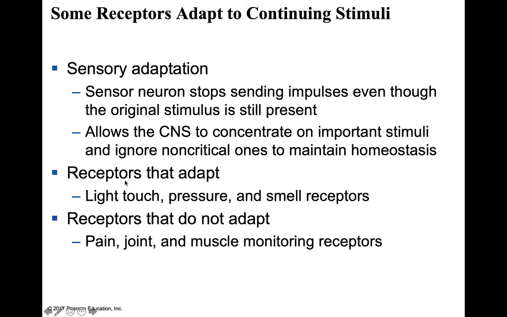Okay, so those are all receptors that will adapt. Now, receptors that do not adapt are going to be pain receptors, joint receptors, and muscle monitoring receptors. So those will not adapt. And once again, their adaptation to not fire based on a particular stimulus could provide danger. So the information that they are providing is critical to maintain homeostasis.